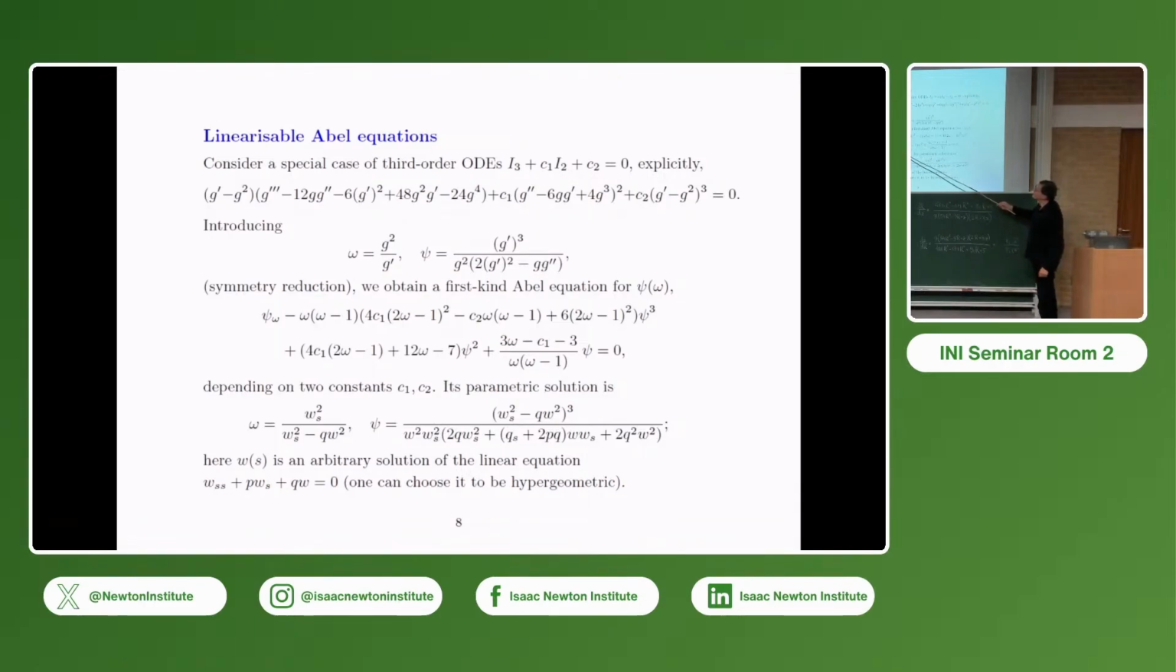You see psi as a function of omega satisfies this first order ODE, d psi by d omega. Here this is the coefficient at psi cubed, this is the coefficient at psi squared, and this is the coefficient at psi, and there is no free term. So the right-hand side is a cubic expression in psi. And these constants C1, C2 enter this equation. C2 is here, C1 is here, and so on. So this equation goes to this Abel equation, depending on two constants, and it's the general parametric solution.